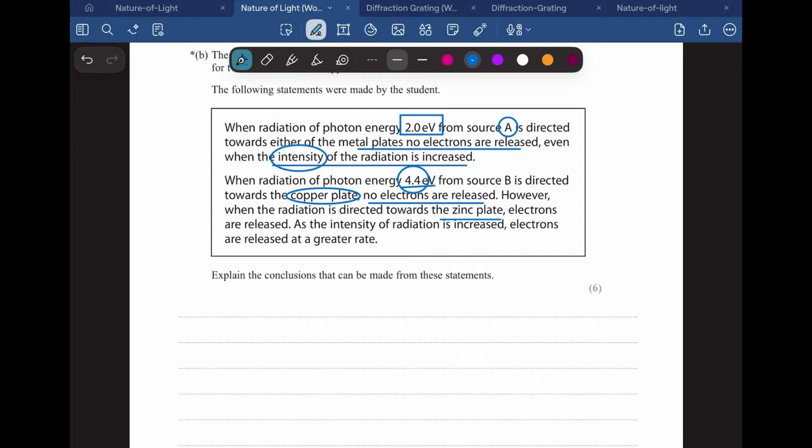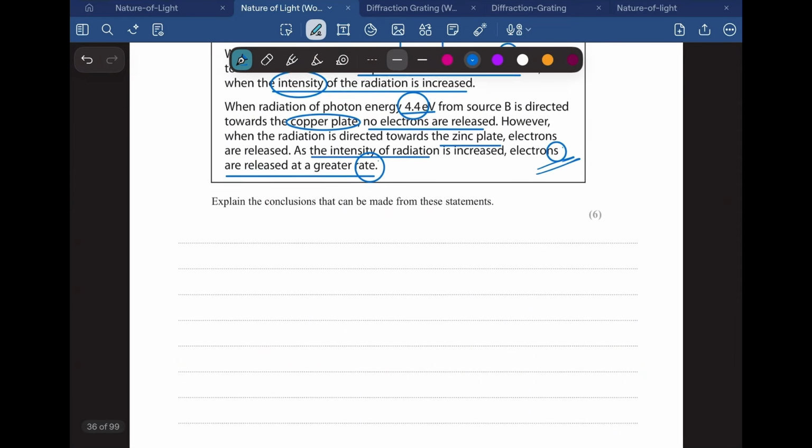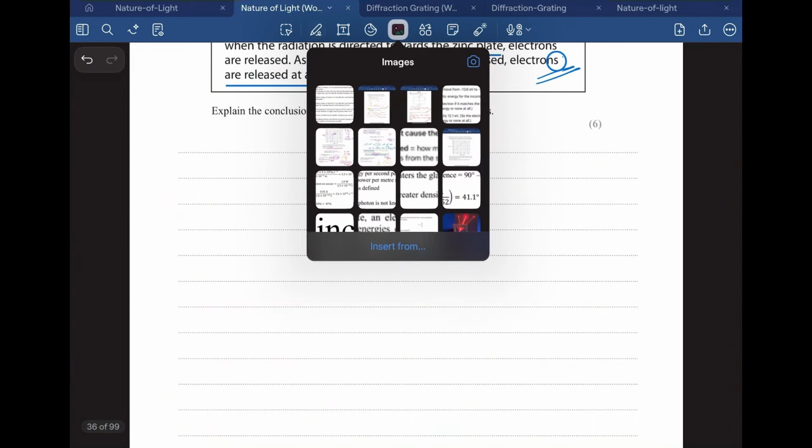In the next part it says as the intensity of radiation is increased, electrons are released at a greater rate. This is very common, right? What does intensity of radiation mean? Intensity of radiation means the number of photons per second. If you increase the number of photons per second, we know each photon releases one electron. So if you increase the number of photons, then the number of electrons released will also increase per second. That's why the number of electrons released increases at a greater rate. Those are basically the points that you will have to understand and write.